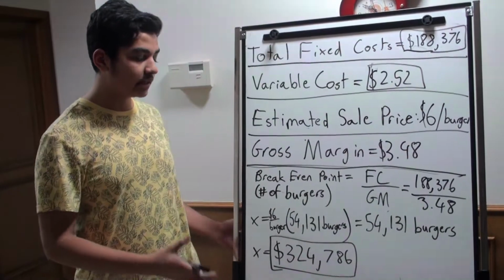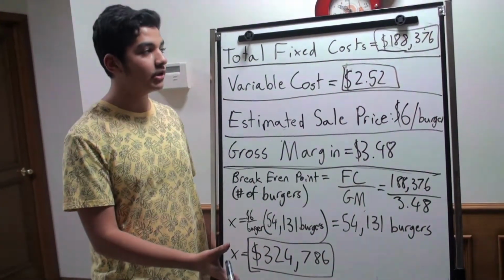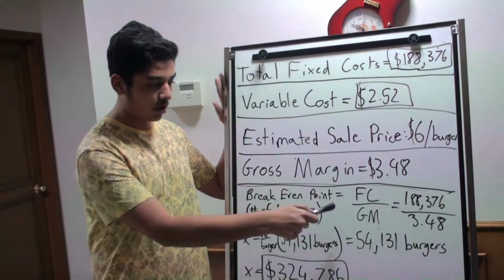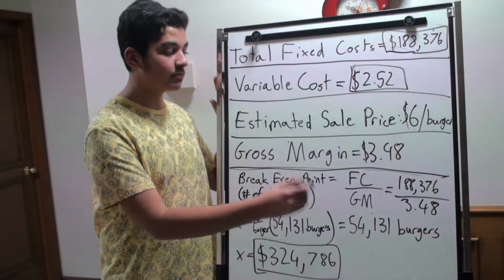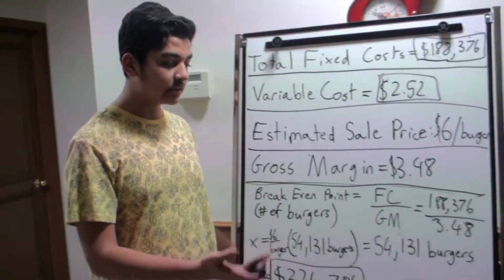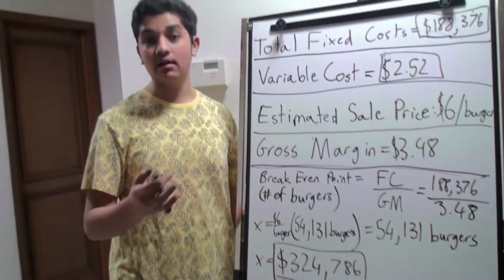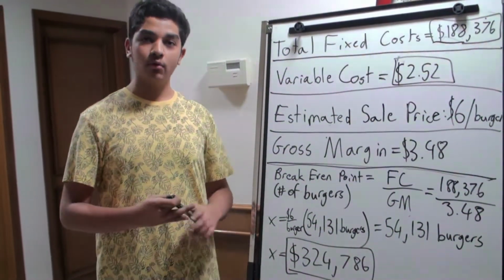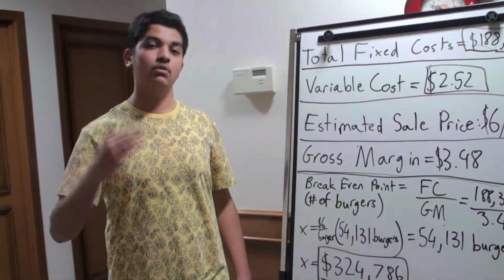And the way we calculate this is using a formula, which is your total fixed cost divided by the gross margin on each burger. And that total gives us 54,131 burgers that we have to sell each year in order to have no loss or no gain.